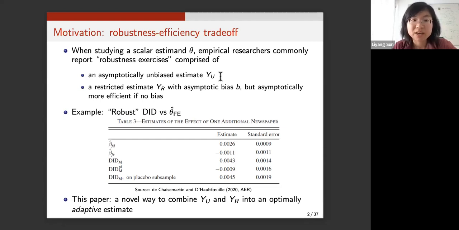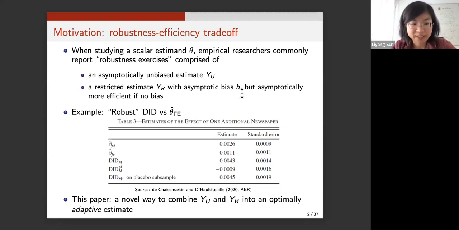Another estimator that we see in these robustness checks is a restricted estimator YR that imposes additional restrictions relative to the robust estimator for estimating theta. If these additional restrictions are correct, then YR would turn out to be a more efficient estimator than YU. But if the restrictions are violated, then it would have an unknown asymptotic bias, call it small b.